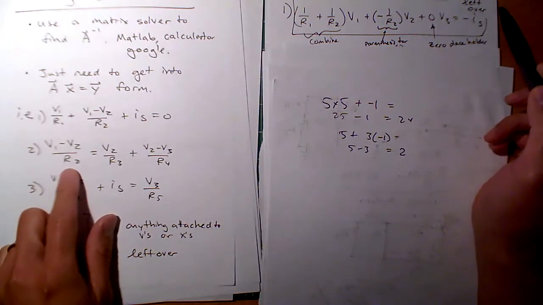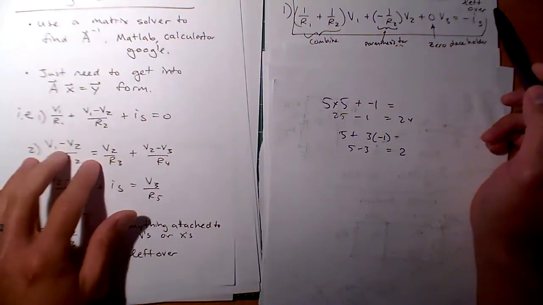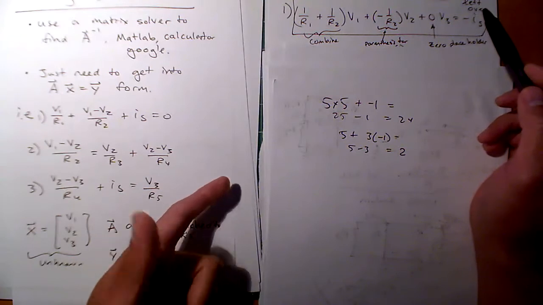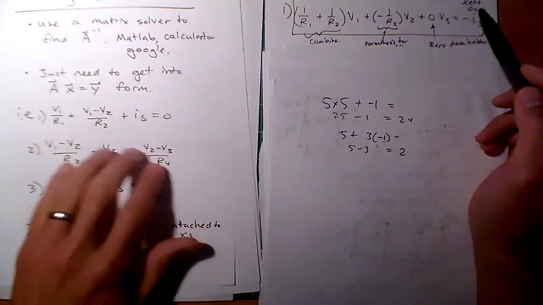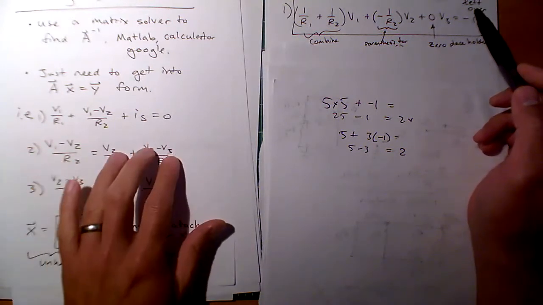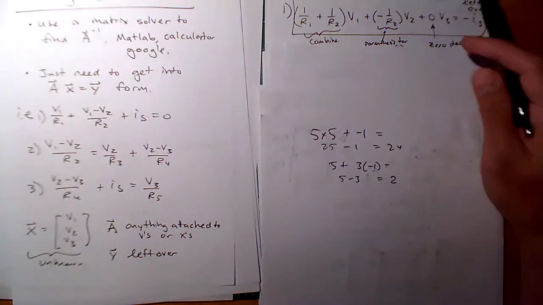Okay, let's see about this one. Is there any leftovers on this one? No leftovers. So the right side is going to be 0, but the left side is all my V stuff. So I'm going to bring these two guys over. Okay, so let's do that.